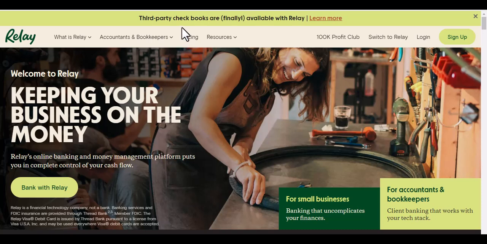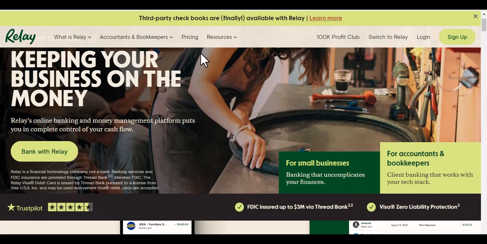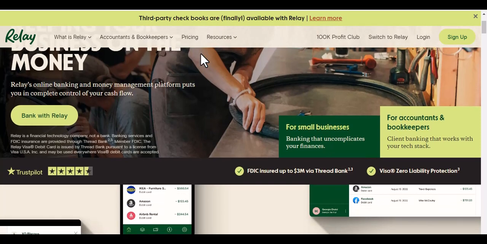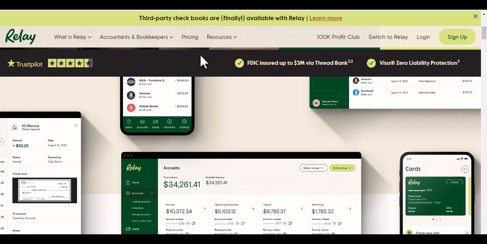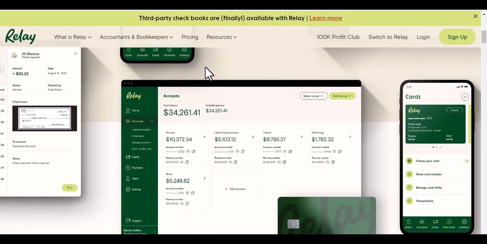Today, I'm going to be talking about a topic that a lot of people are interested in. How long does it take for a relay bank transfer to reflect? I'm going to start by explaining what a relay bank transfer is and how it works. Then, I'll discuss the factors that can affect the time it takes for a relay bank transfer to reflect. Finally, I'll provide some tips for making sure that your relay bank transfer goes through as quickly as possible.